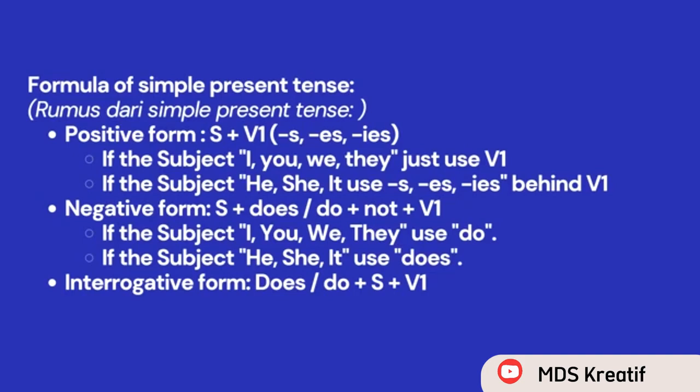In negative form: subject plus does or do plus not plus verb 1. When you use does or do, if the subject is I, you, we, they, use do. If the subject is he, she, it, use does. For interrogative form: does or do plus subject plus verb 1.